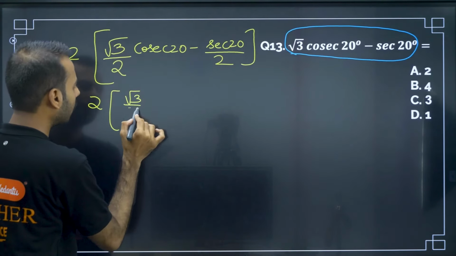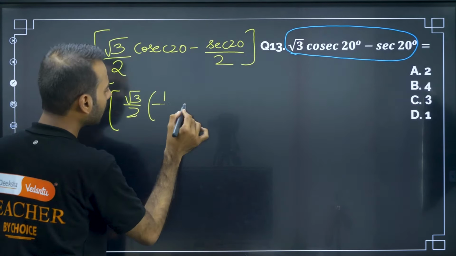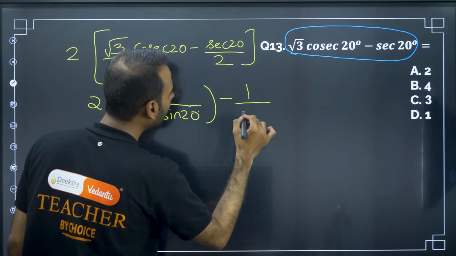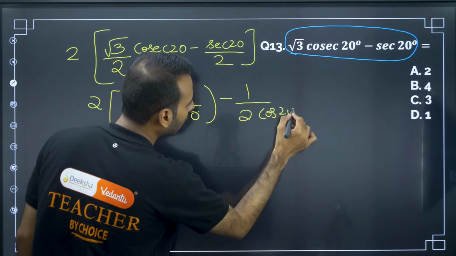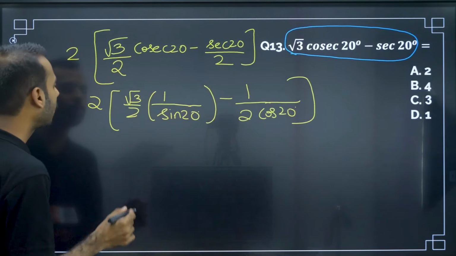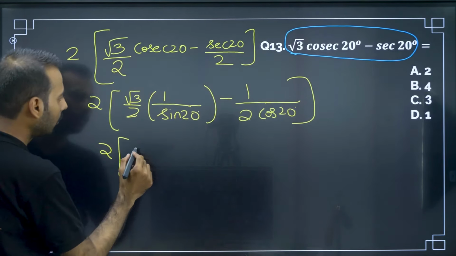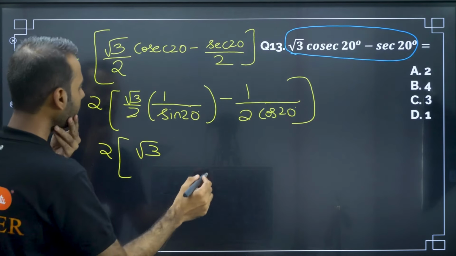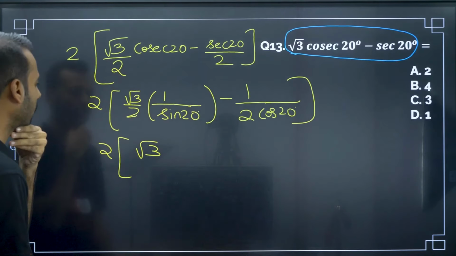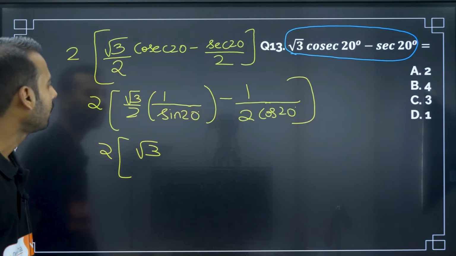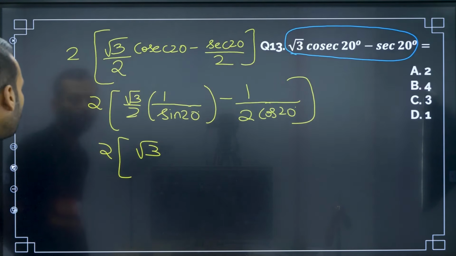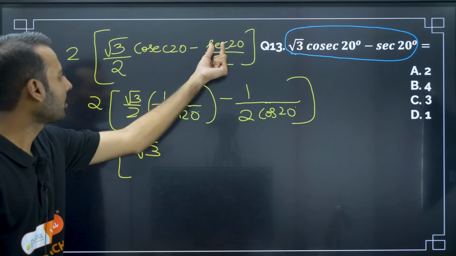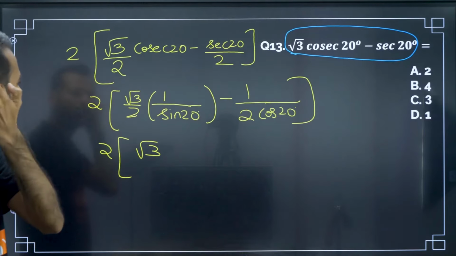Let me write root 3 by 2 only. For cosecant, 1 by sine 20 minus 1 by 2 cos 20 degrees. So 2 root 3 by 2 sine 20 minus 2 root 3 by 2 sine 20 degrees. Cosecant can be written as 1 by sine, secant can be written as 1 by cos. So that one I have done.